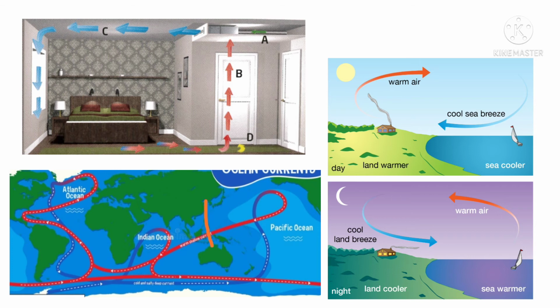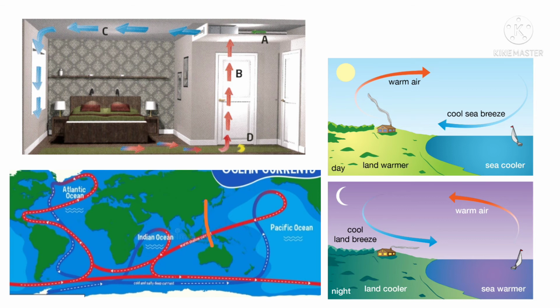So, to take its place, the cooler air from the sea moves towards the land. Now, this convection current from the sea to the land is called sea breeze. After sunset, land loses heat faster than the sea water.